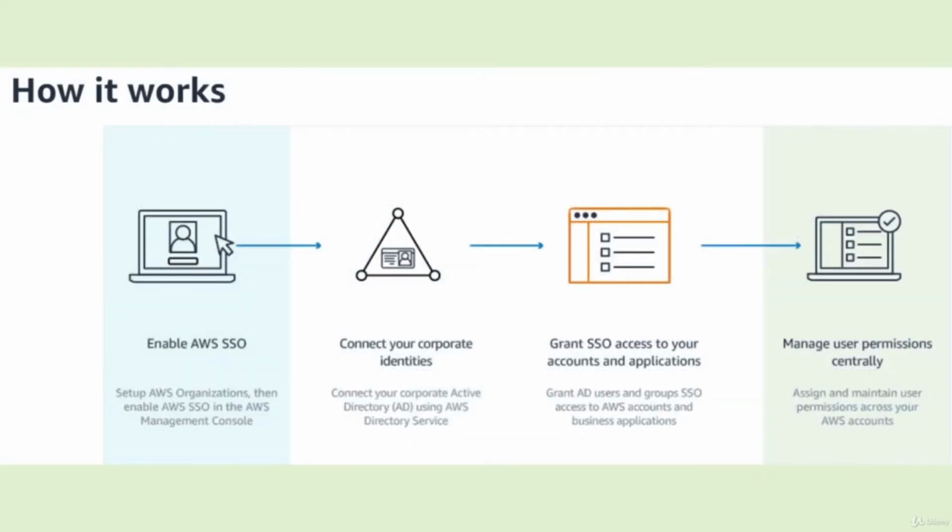So how it works: you first enable AWS SSO in the AWS Management Console. Then you connect your corporate identities, be it Active Directory or AWS Directory Service. Then you grant SSO access to your accounts and applications. Then you manage your permissions centrally. You can do these things very easily.